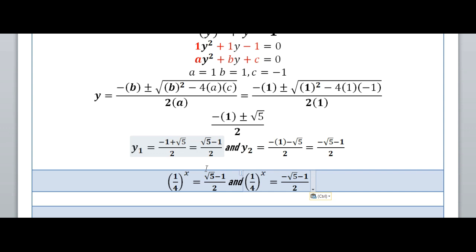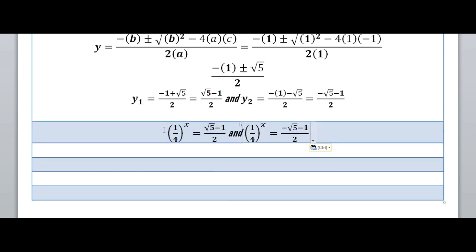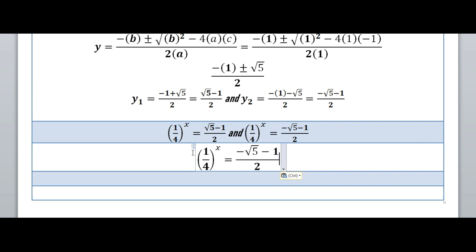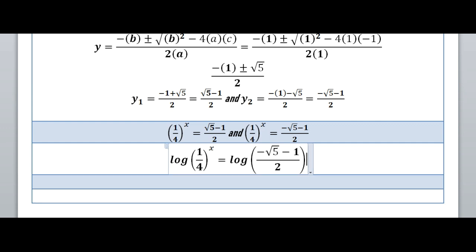Now, for us to get the value of x, when you take this solution, that 1 over 4 raised to power x is negative root 5 minus 1 over 2. For you to get x, it means you will introduce log on both sides. So you will introduce log on either side of the equation, is equal to log of all of that.